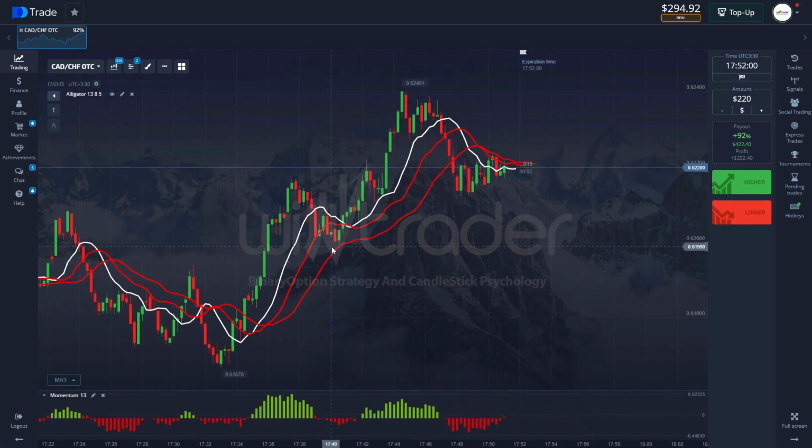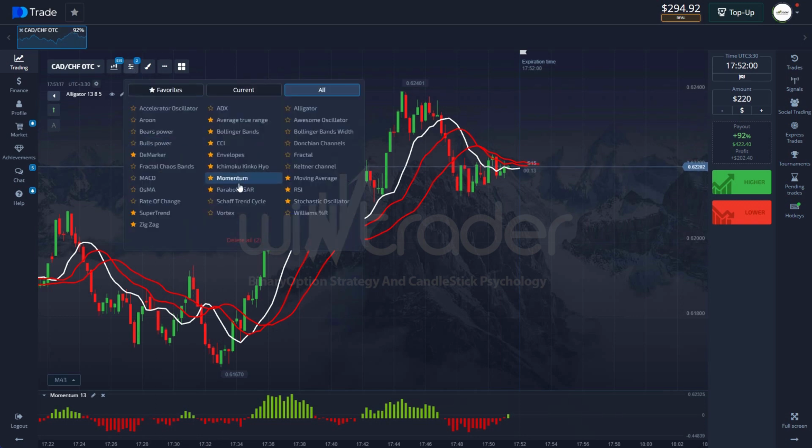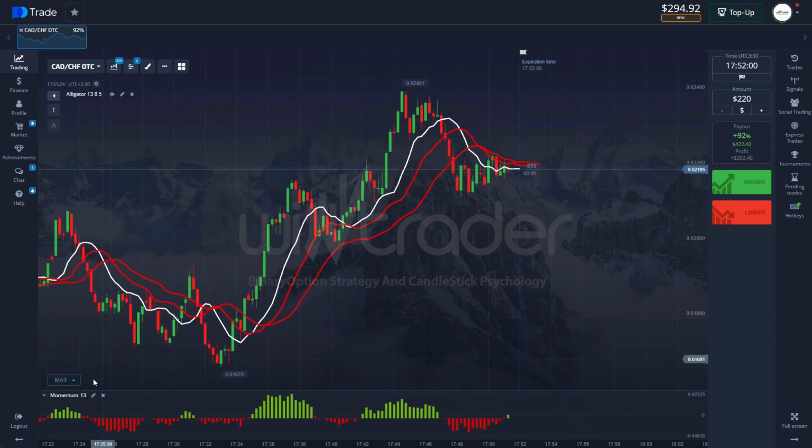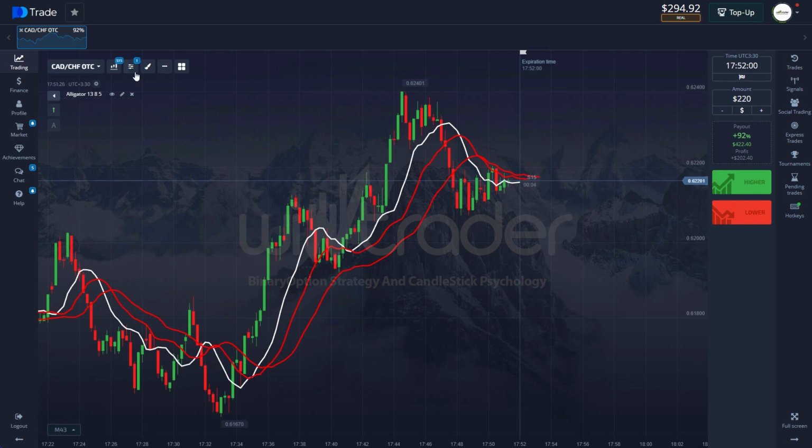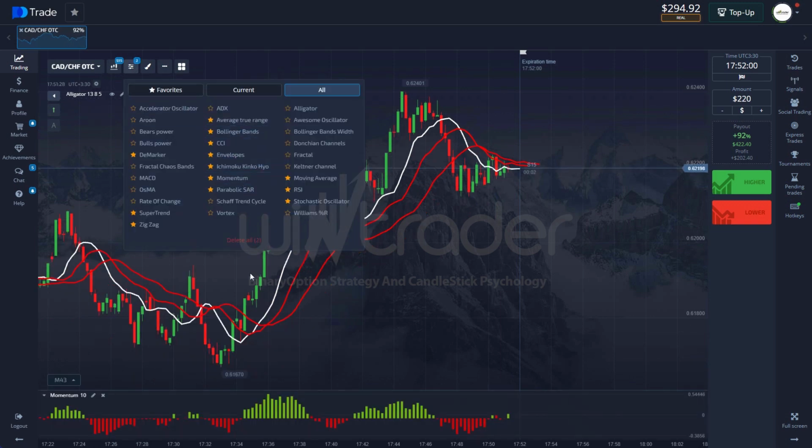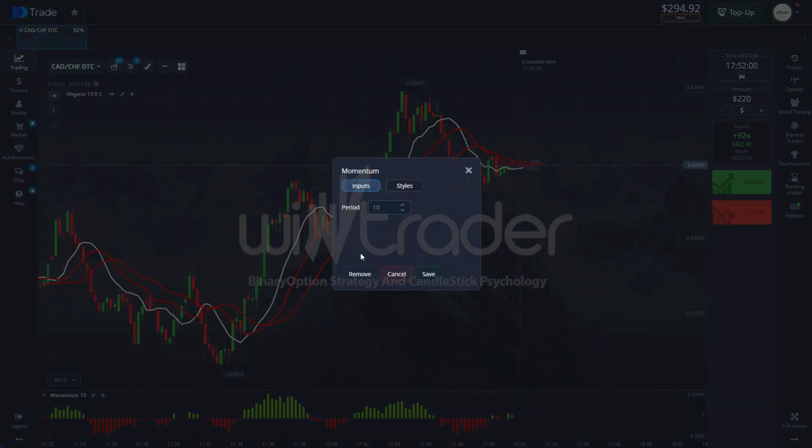The next indicator we need is the momentum indicator. In this indicator, we must set the period value. Momentum indicator, and set the period value to 13.